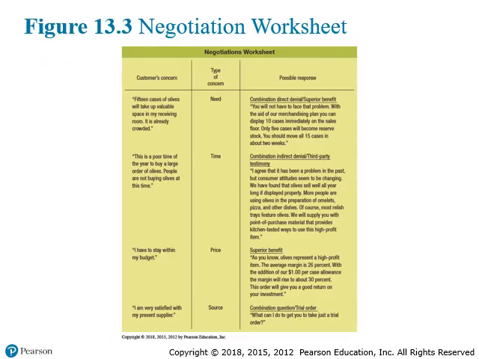Before the presentation, it's important to prepare a negotiations worksheet similar to the one in your book and shown here. This shows you how to combine methods that are frequently used to effectively respond to customer concerns. So, for example, here you see that 15 cases of olives will take up valuable space in my receiving room. It's already crowded. That's a need. They need more space. So a possible response might be a combination of direct denial and maybe a superior benefit.